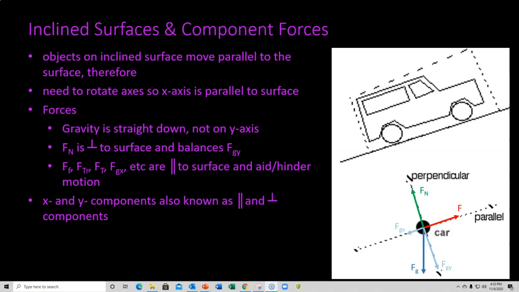Well, this wraps up our lesson on forces, force diagrams, Newton's first law of motion, and component forces.